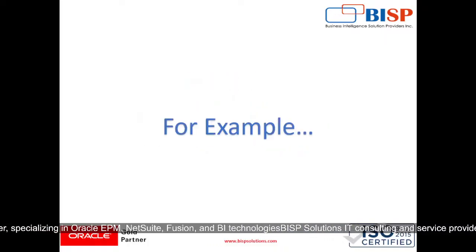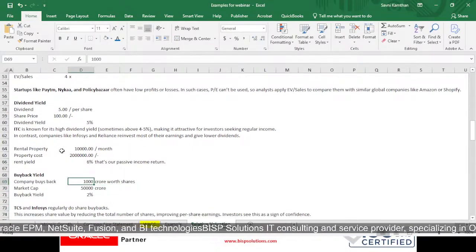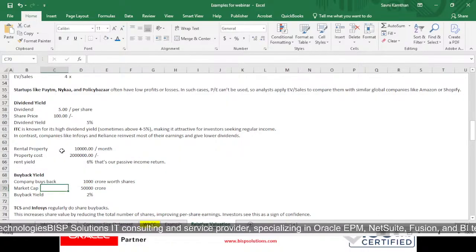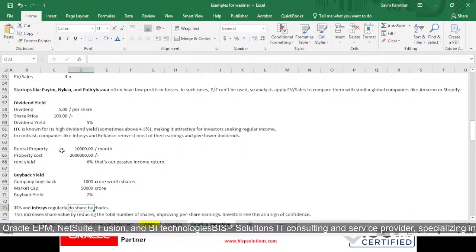So for example, sorry, if a company buys back 1,000 crore worth of shares and its market capitalization is 50,000 crore, the buyback yield will be 2%. For example, TCS and Infosys regularly do share buybacks.